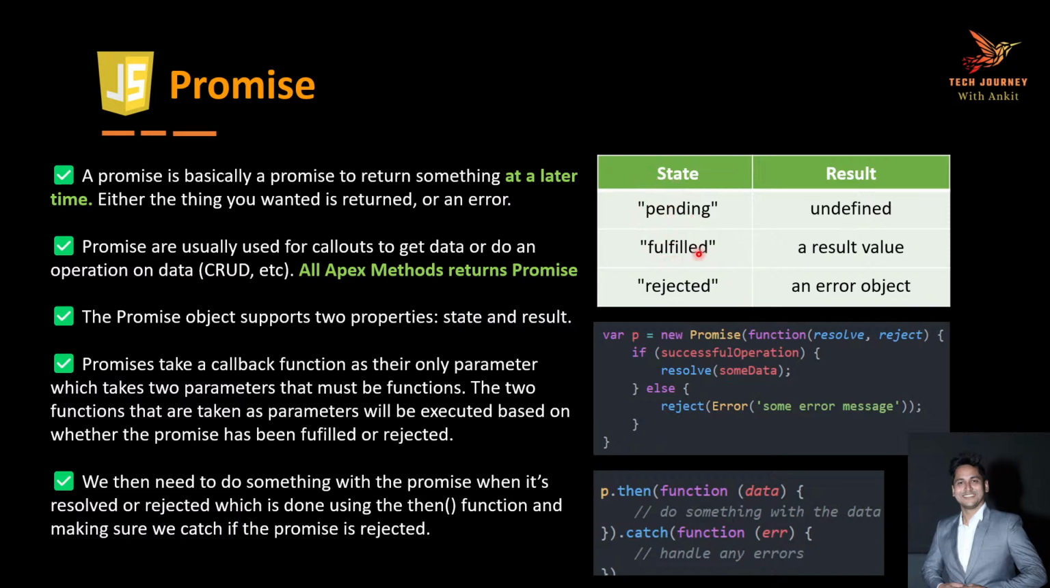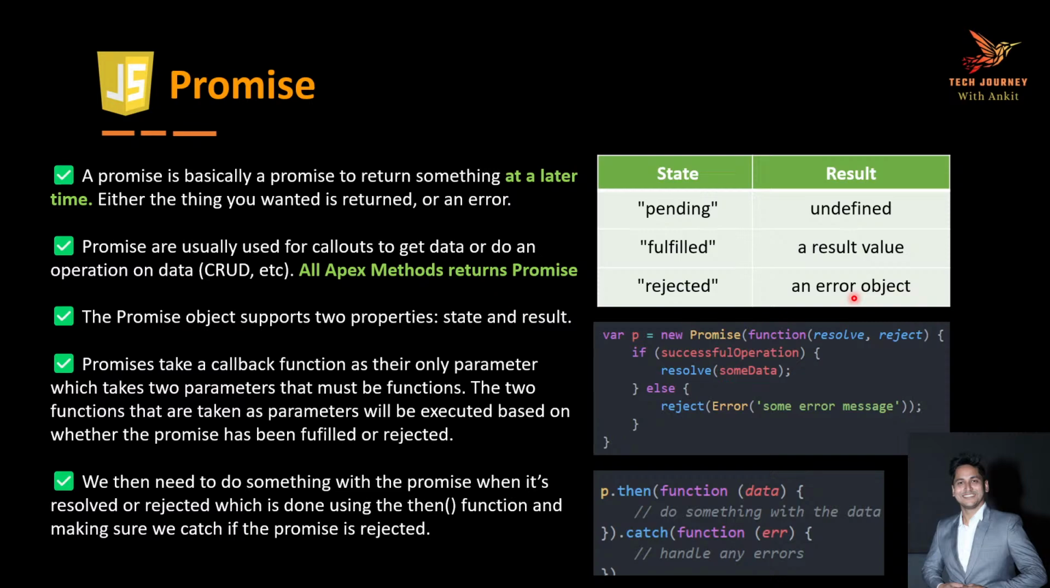Now, as per the different states, the result value does vary. Whenever we are submitting the promise in the pending state, the result will be undefined. In case I am getting the successful response, I am getting the result value. In case my promise is rejected, I am getting an error object.